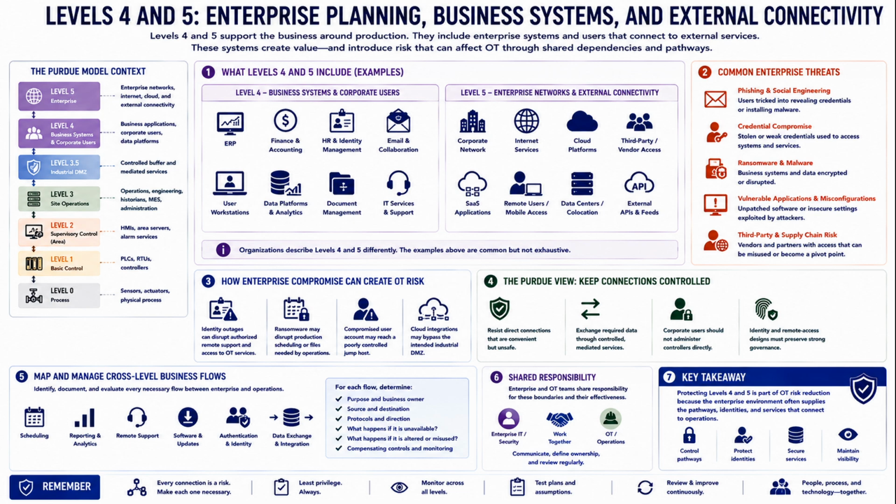The Purdue view helps teams resist direct connections that are convenient but unsafe. Enterprise applications should exchange required data through controlled services. Corporate users should not administer controllers directly. Identity and remote access designs should preserve strong governance without creating a single unexamined dependency for critical operations.